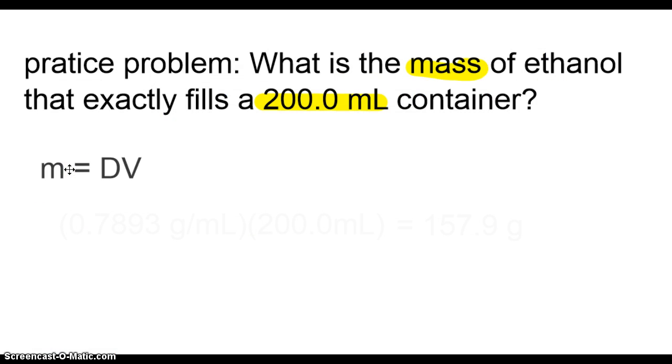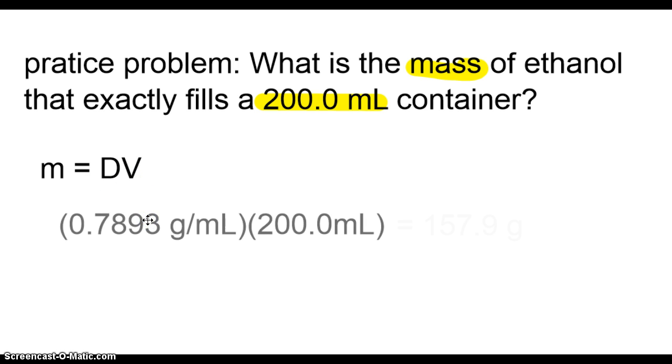So mass is density times volume. We plug our numbers in here. So 0.7893 is our density, 200 is our volume, and we solve that and get 157.9 grams.